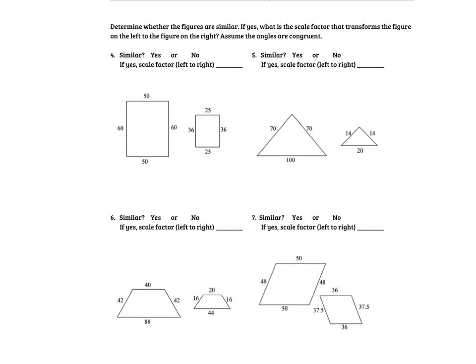Numbers 4 through 7, you're just saying yes or no. Are they similar or not? So you just really have to look at the proportions.